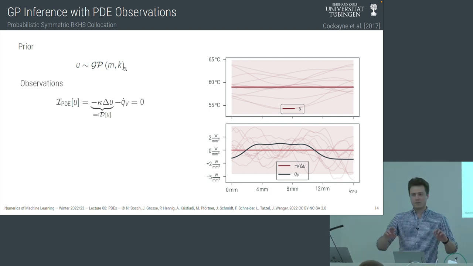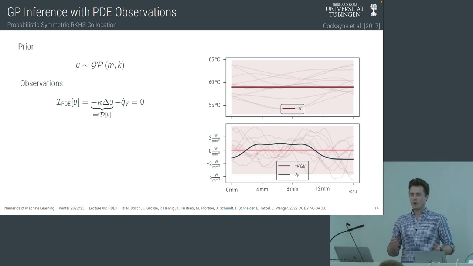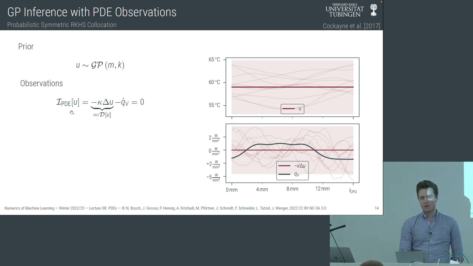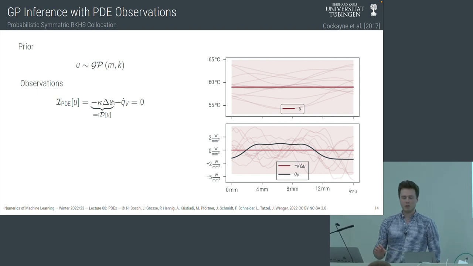And the observations, which replace the normal point observations in regular vanilla GP inference, are now the information operator, right? We require the differential equation to hold at every point of the domain, where we replace the solution candidate by the GP now.